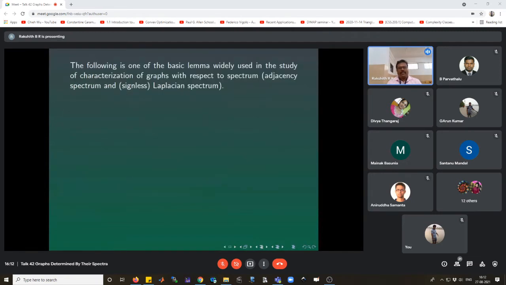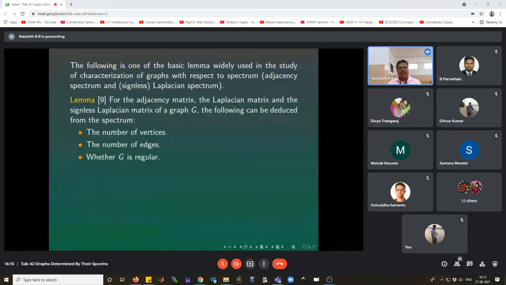Here I'm just listing a few lemmas which are very useful in the study of graphs that are determined by the spectrum. One very useful and powerful tool used in the characterization of graphs with respect to the spectrum is the following lemma. It tells you that from the adjacency matrix, the Laplacian matrix, and the Signless Laplacian matrix, one can deduce the following information about the graphs.